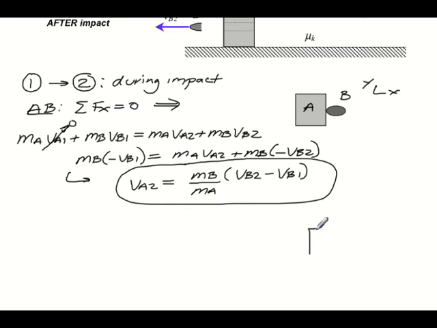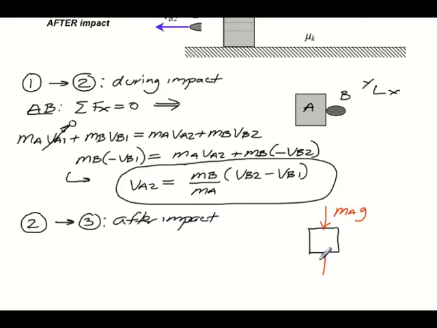So if I look at A by itself now, this is after impact, 2 to 3. The forces acting on A: well, there's going to be weight, normal force, and since the block is sliding to the left, the friction force then is to the right, and that's equal to mu sub K times N, which is mu sub K MA G, like that.